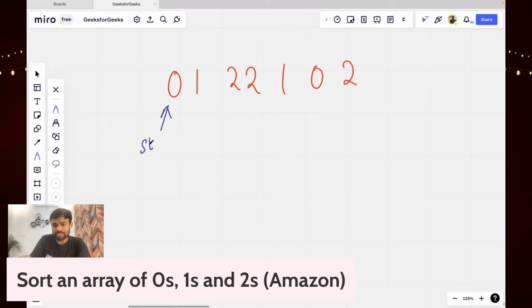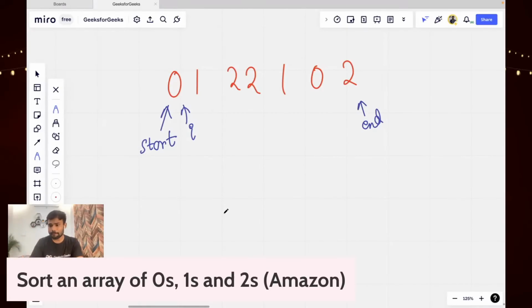So we will have a start here. First, guys, please don't interrupt now. First, let's solve this problem. We will have an end pointer. We will have an i pointer also. Using this i, we will iterate through the complete array.